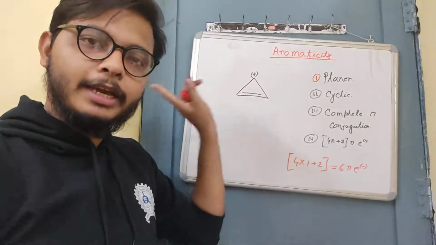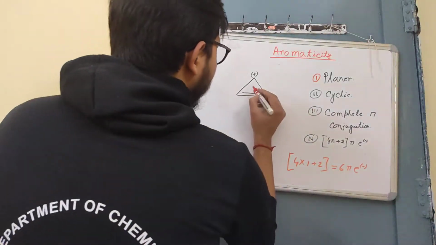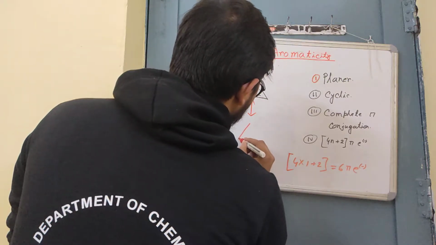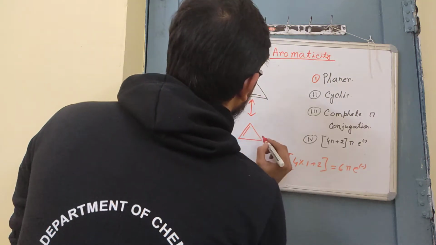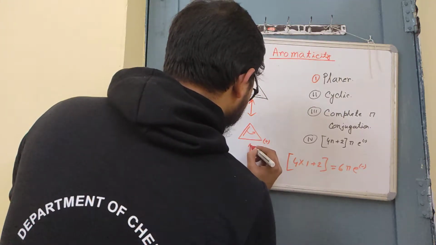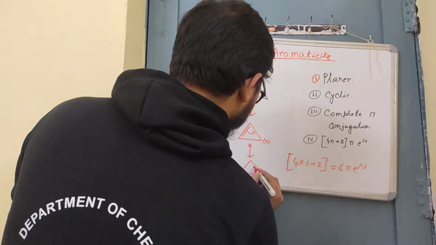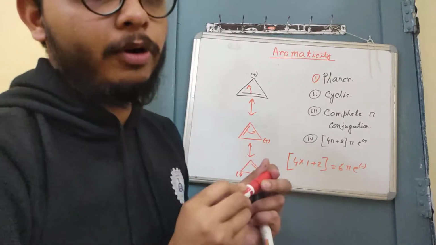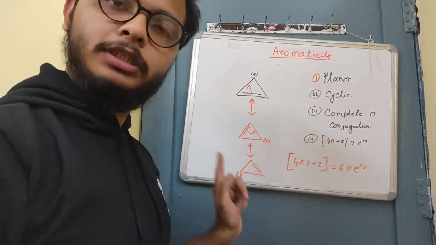Cyclic: undoubtedly, this is a cyclic molecule. Complete pi conjugation: complete pi conjugation here. This pi bond can relocate here, so we get this. This pi bond can relocate here, so we get this, right. That means this pi bond can relocate all over the molecule, right? That means complete pi conjugation is here.